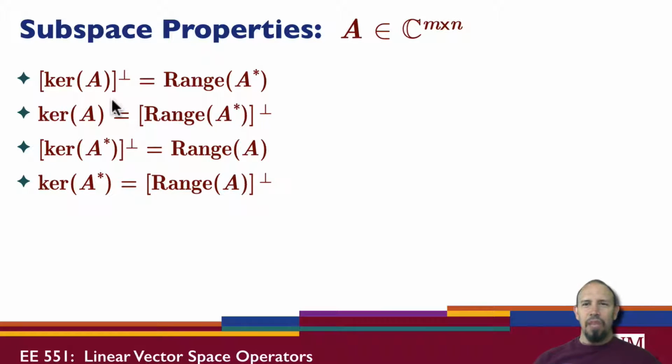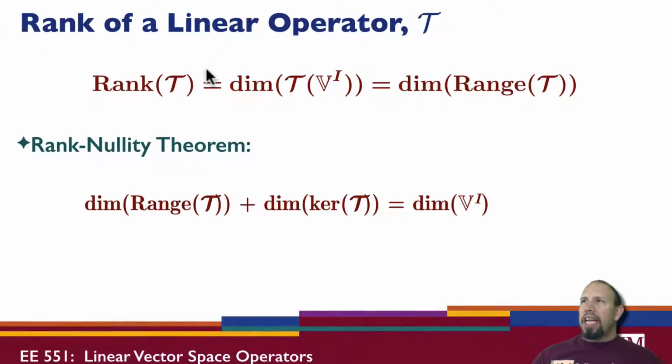Interesting. The rank of an operator T, we can think of as the dimension of the image of the input space mapped through our operator. So that's equal to the dimension of the range of T. Based on that idea, we have what's called the rank-nullity theorem, which says the dimension of the range of our operator plus the dimension of the kernel of the operator is equal to the dimension of the input space. Not the output space, the input space.